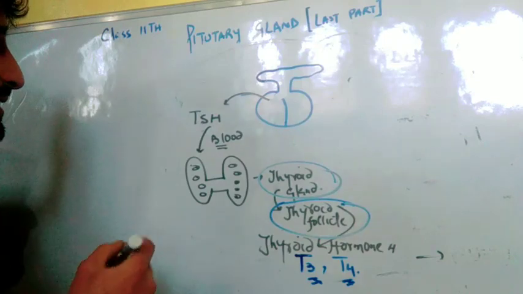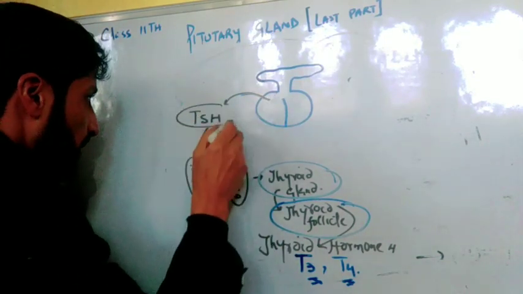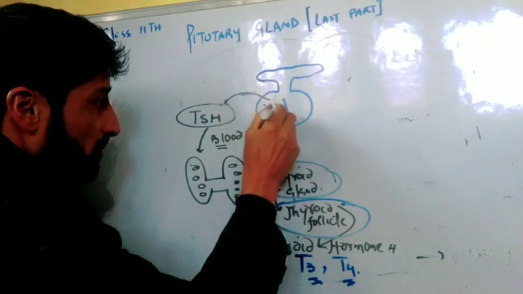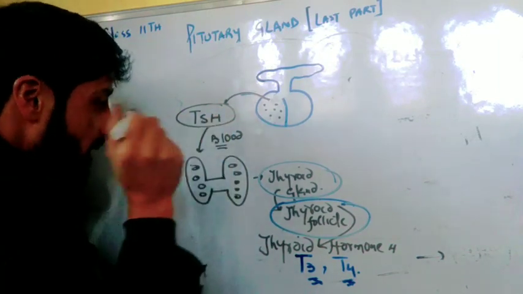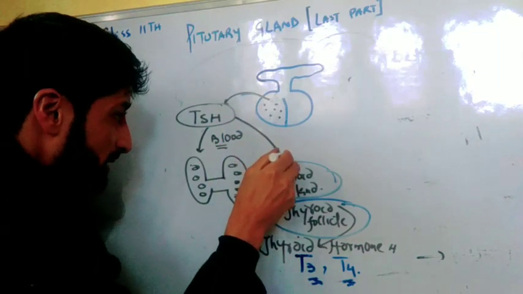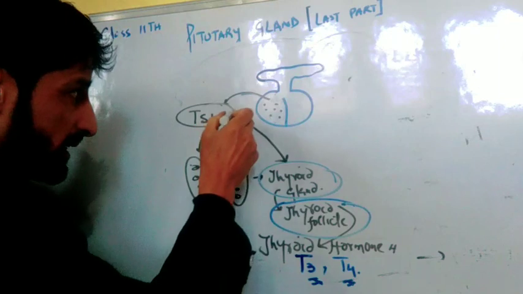The main focus is that this thyroid stimulating hormone is produced from the anterior lobe of pituitary gland, drained into the blood, and it is this thyroid stimulating hormone that has a target organ. That target organ you call the thyroid gland. And in the thyroid gland, it is this hormone.